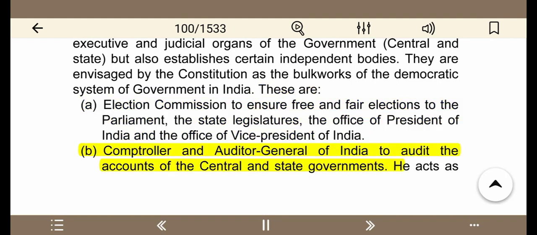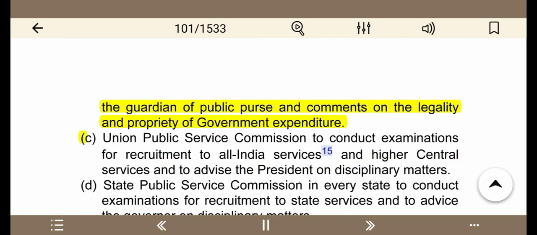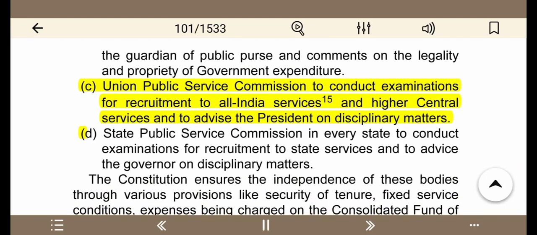Comptroller and Auditor General of India to audit the accounts of the central and state governments. He acts as the guardian of public purse and comments on the legality and propriety of government expenditure. Union Public Service Commission to conduct examinations for recruitment to all India Services and higher central services and to advise the President on disciplinary matters.